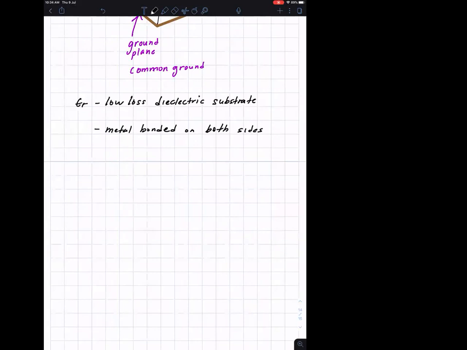The trace pattern is formed by etching. At AIMST University, we have wet etching.